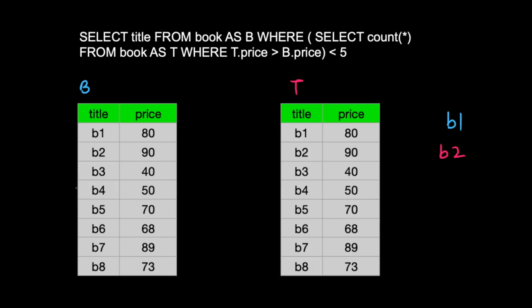Now let's try to execute for the next row. Next row, 50 is the data, 50 is the price of B. B price is 50. We will consider each of the T price.